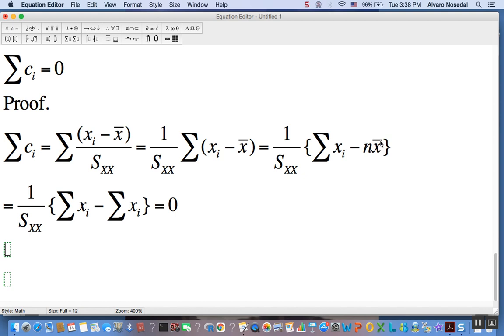Okay, remember, x bar is the sum of xi's divided by n. So the n's cancel out. You only have the sum of xi's, and then these two guys are the same. Difference 0 times this 0. Okay, so that's property number 1 of our ci's, our coefficients. Property number 2.